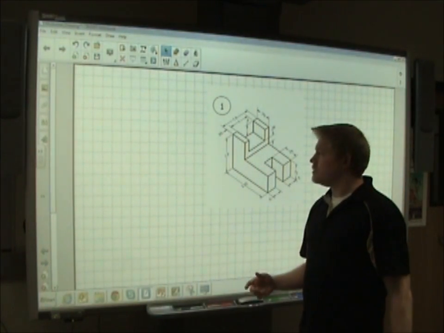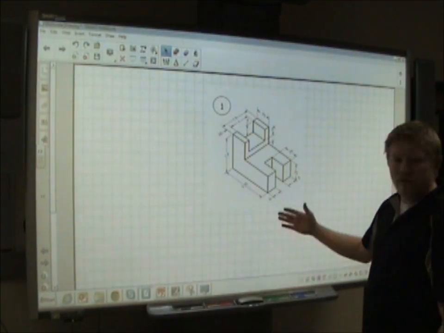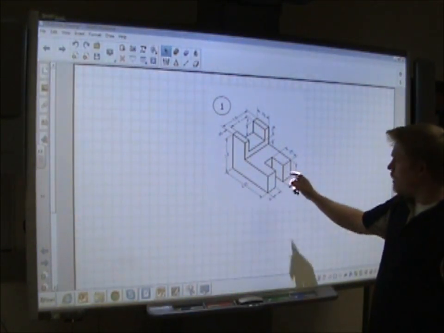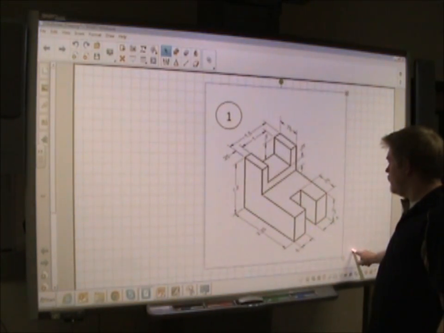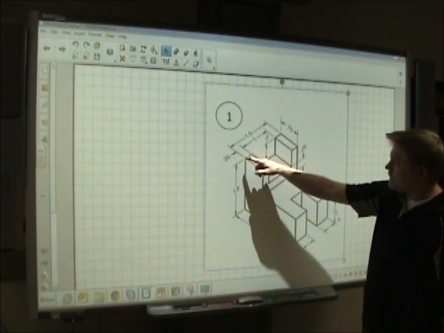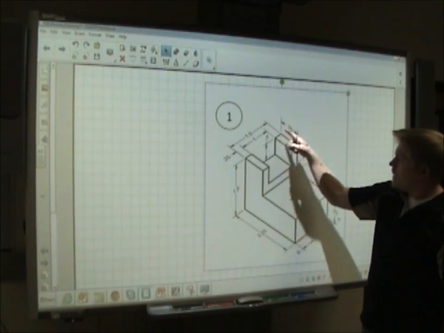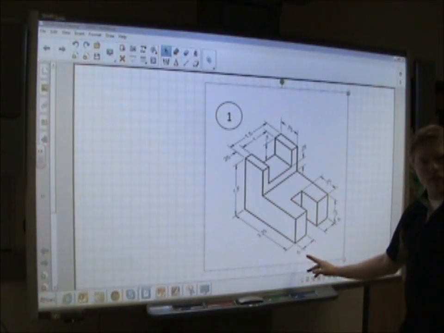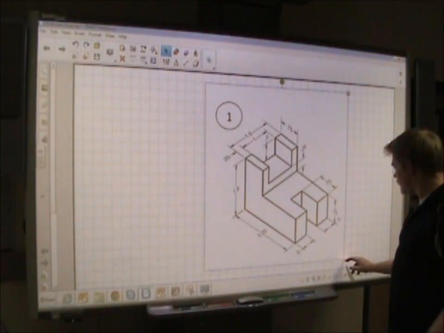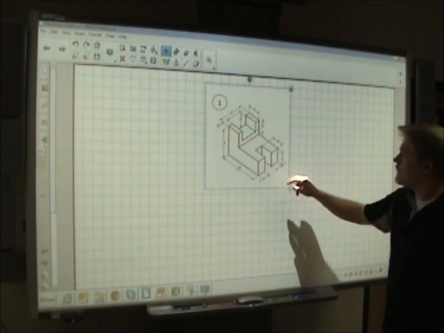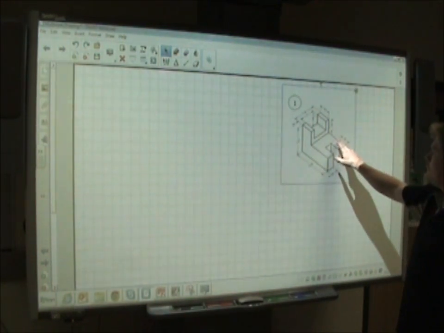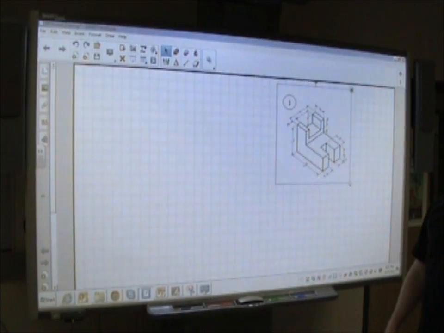But here we go. I'm going to draw the first drawing of our Dirty Dozen. Basically, we are going to need to identify the height of the object, the depth of the object, and the width of the object in order to draw this as a multi-view. So I'm going to go ahead and shrink it down and move it over into the corner to get it out of the way for now.